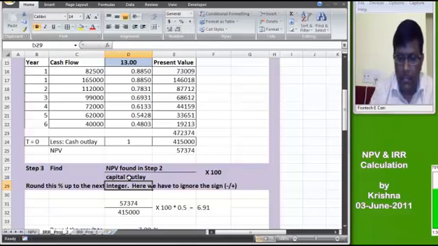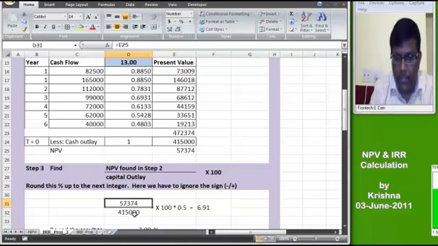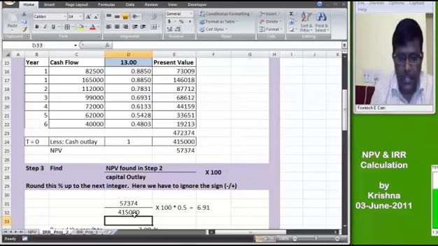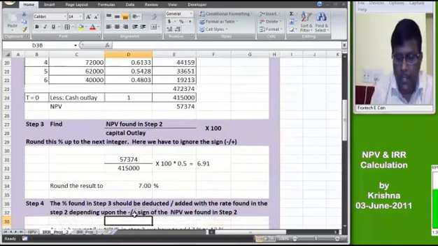The third step: the net present value found in step 2 divided by capital outlay. So 57,374 divided by 4,15,000 into 100 into 0.5. We are arriving at 6.91% as the result in the third step. This will be rounded to the nearest integer, 7%.